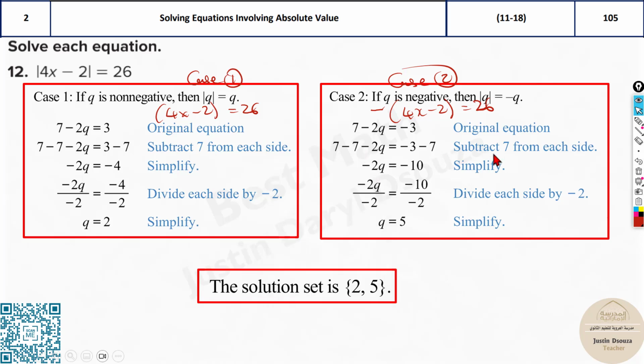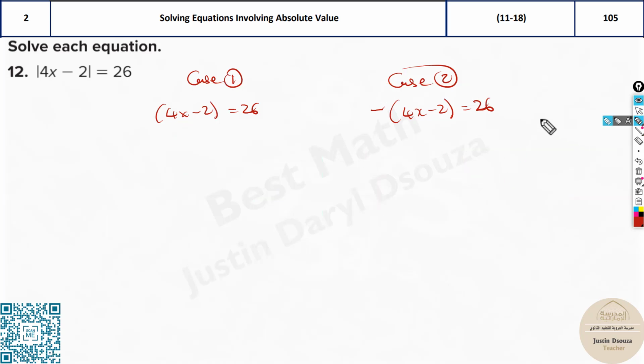I will solve it manually. It should be minus 7 and minus 6. Let me do it. 4x minus 2 is equal to 26. So here you take this 2 to the other side. It will be 4x is equal to 26 plus 2. That will be 28. That is 4x.